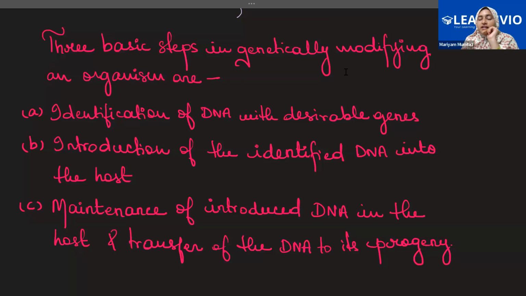The first thing that anyone genetically modifying an organism has to do is identify the DNA of interest, the gene of interest, or the sequence of interest.